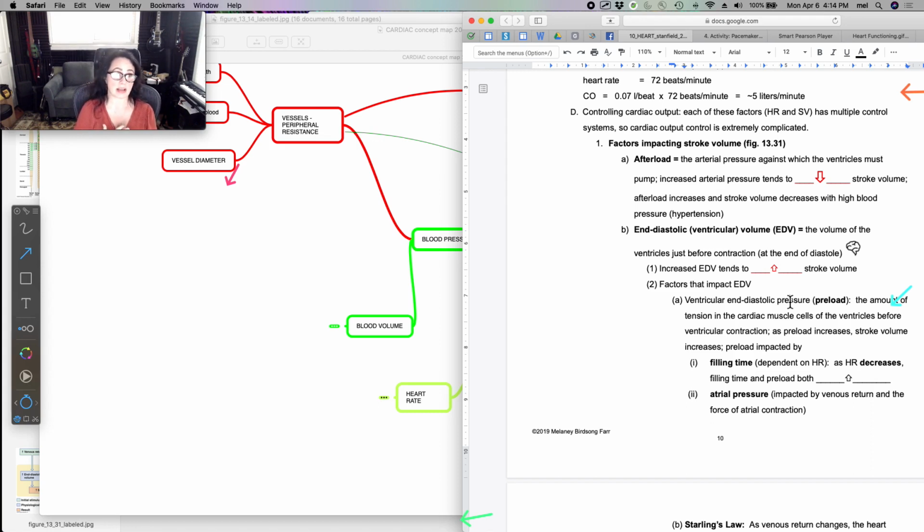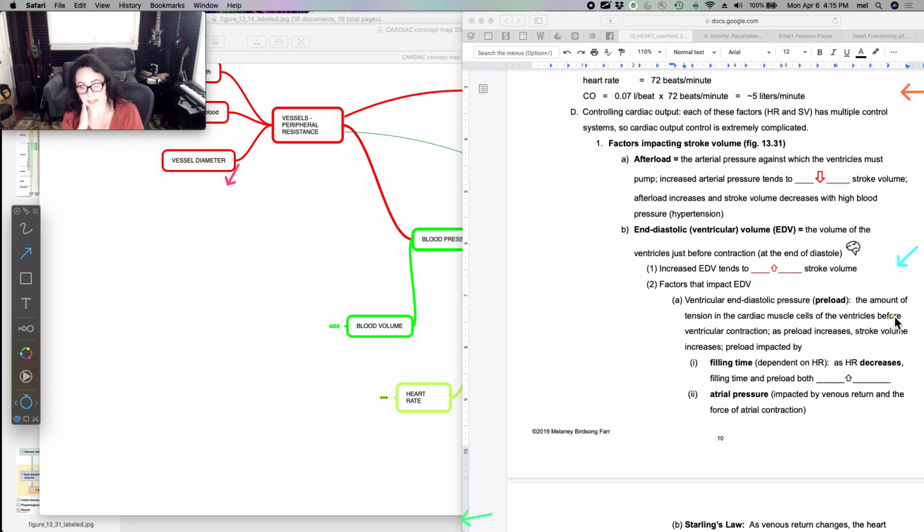But now we need to get to the factors that impact EDV. So one of them is called preload. All right, so stick with me for a second. So the ventricular end diastolic pressure. So remember, afterload occurred in the arteries because if you're looking at circulation, can we agree that arteries come after ventricles? Okay, so afterload occurred in the arteries. Preload is going to occur in the ventricles.